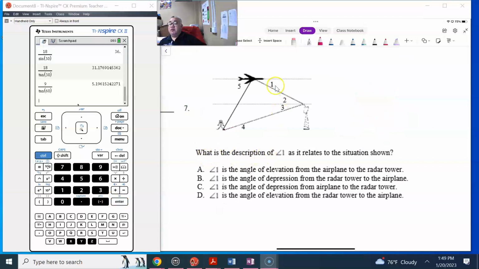What is the description of angle 1 as it relates to the situation? Remember that angle 1 is below the horizontal. So any of these that have depression would be correct. So it is either B or C. Angle 1 is the angle of depression from the radar tower to the airplane, or is it the angle of depression from the airplane to the radar? I would say the airplane to the radar, so the answer is C. If it's below the horizontal, that's angle of depression. If it's above the horizontal, then that's angle of elevation. So you have either angle of depression or angle of elevation based upon how you compare to the horizontal line.